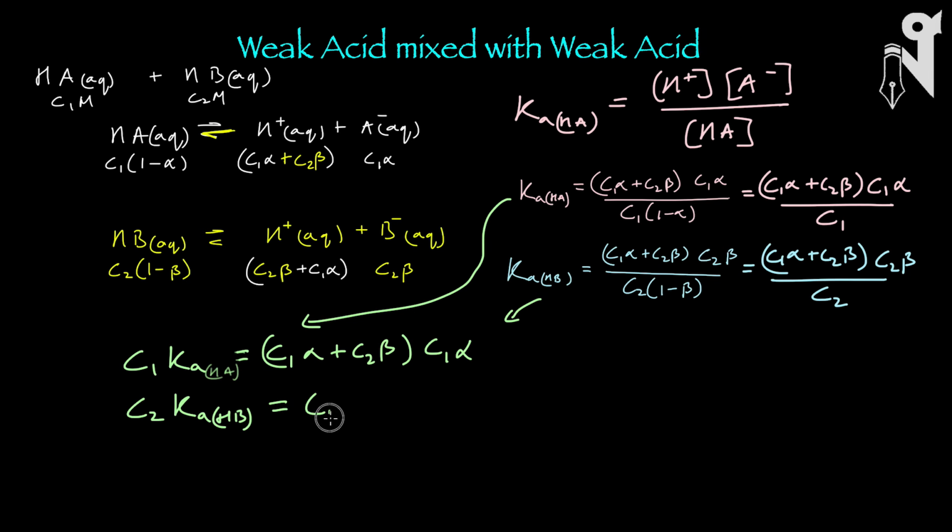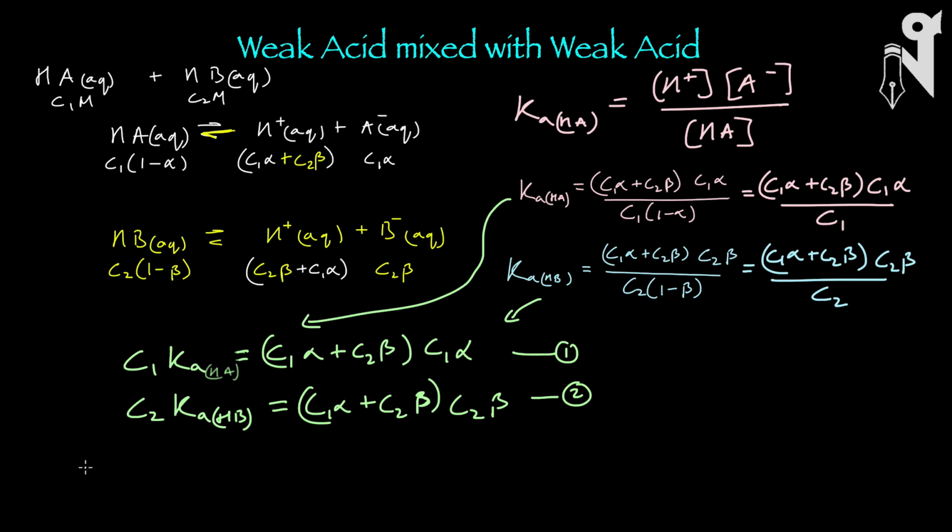So that's C1 alpha plus C2 beta times C2 beta. If I add these two equations, if I add this equation 1 and equation 2, what do I get? I get a lovely thing.